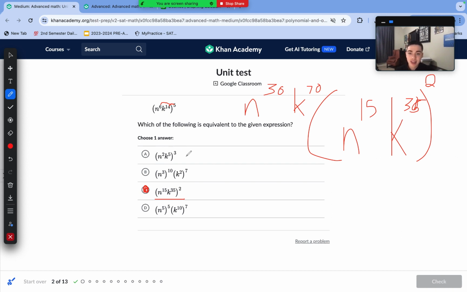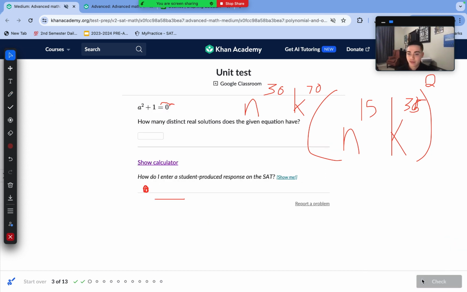A would get n to the 6th, k to the 15th, that doesn't match. B would get n to the 30th, k to the 14th, which doesn't match. And then D would get n to the 25th, k to the 70th, which once again doesn't match. C is the only valid answer.